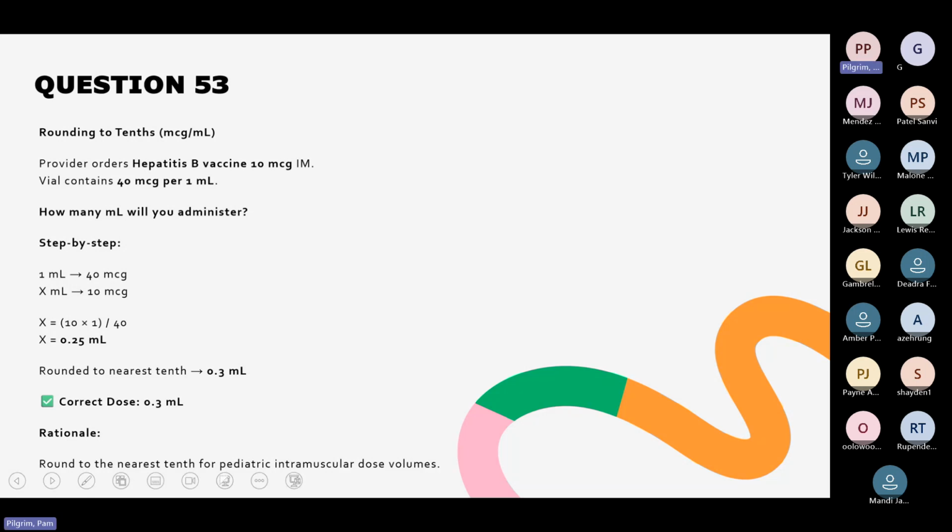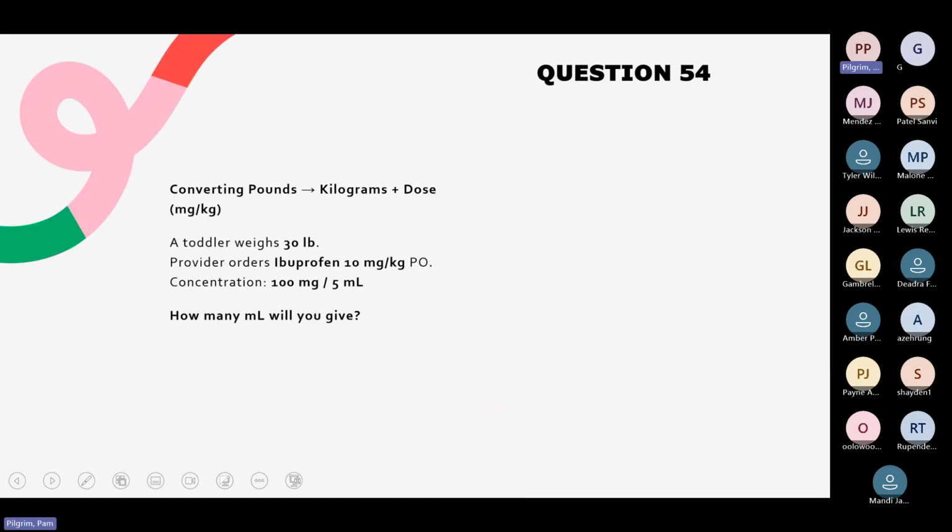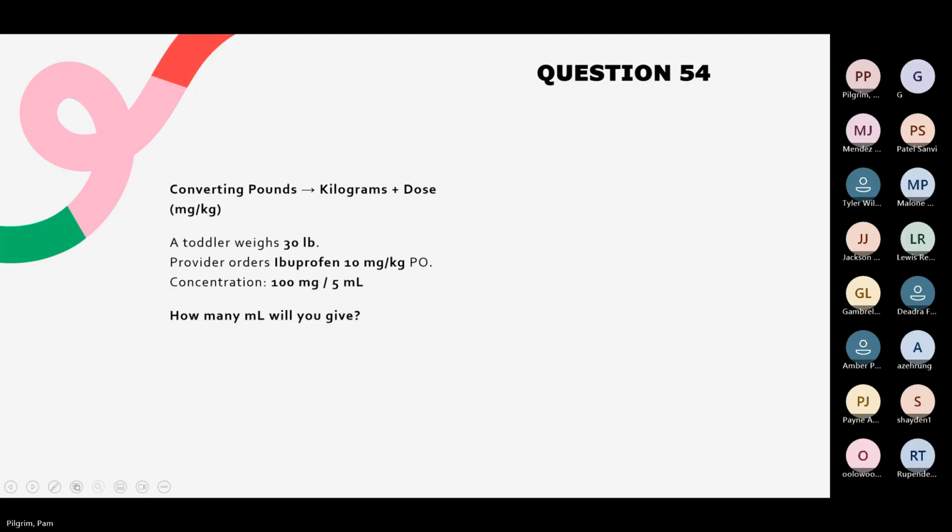All right, next. This one is converting pounds to kilograms plus dose. So you have a toddler that's 30 pounds. The provider orders ibuprofen at 10 milligrams per kilogram, and the concentration is 100 milligrams per 5 mL. So how many mLs will you give this child? And remember, you've got to convert the weight to kilograms.